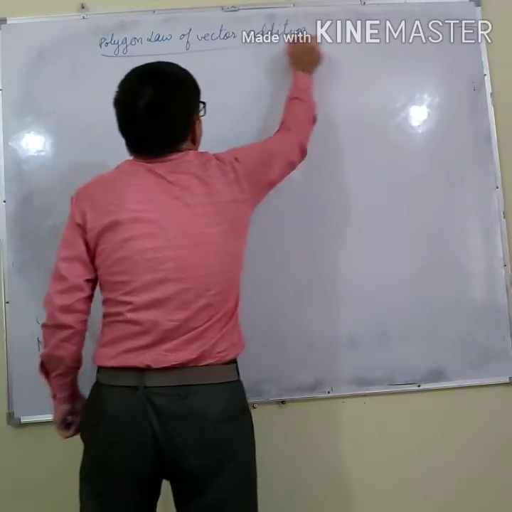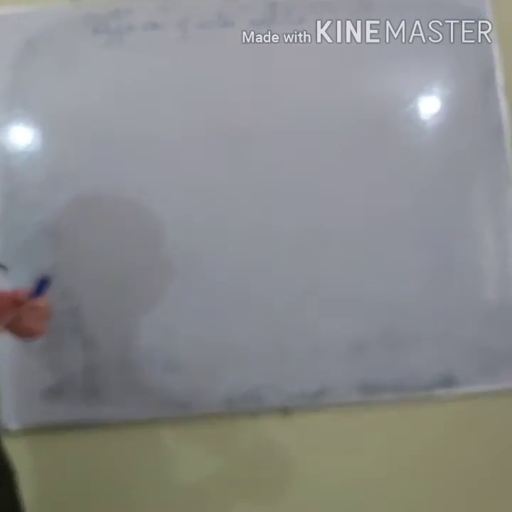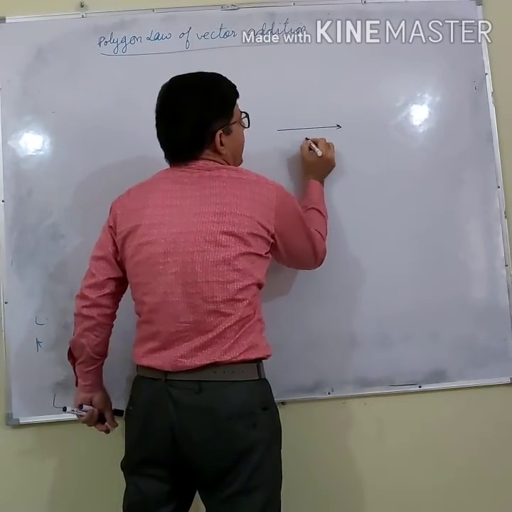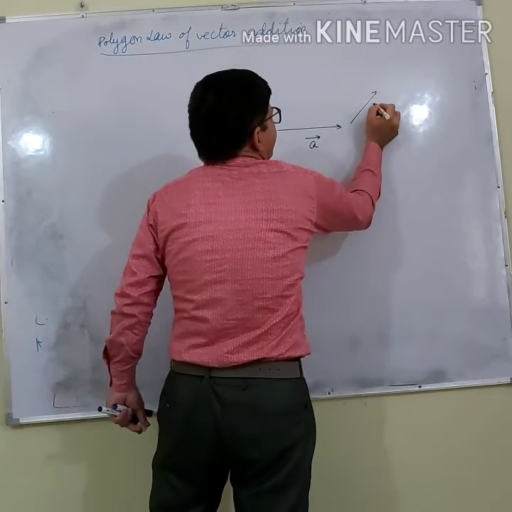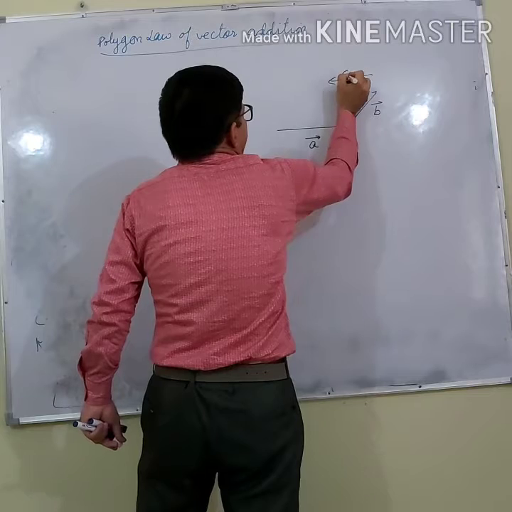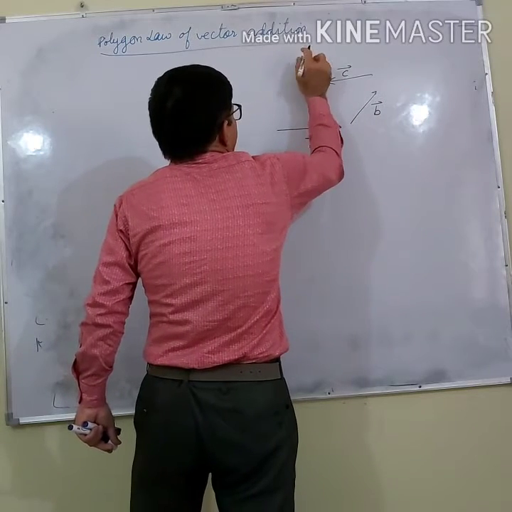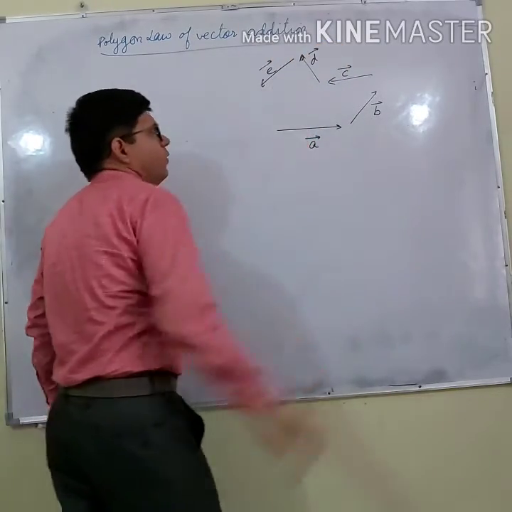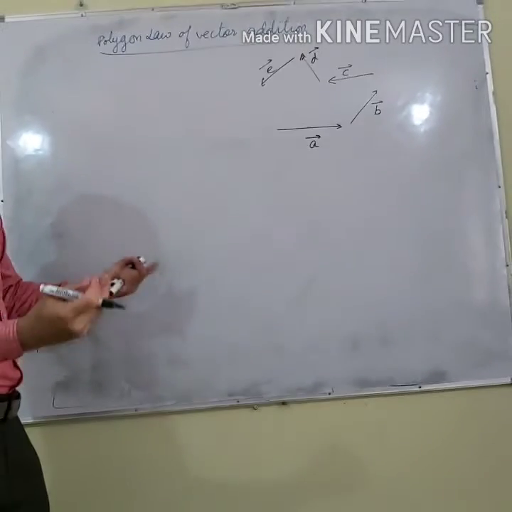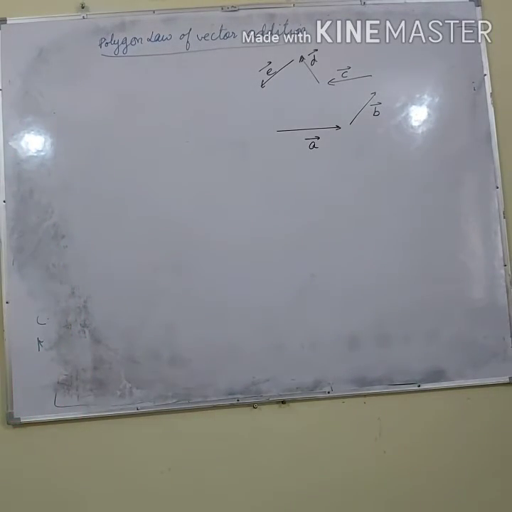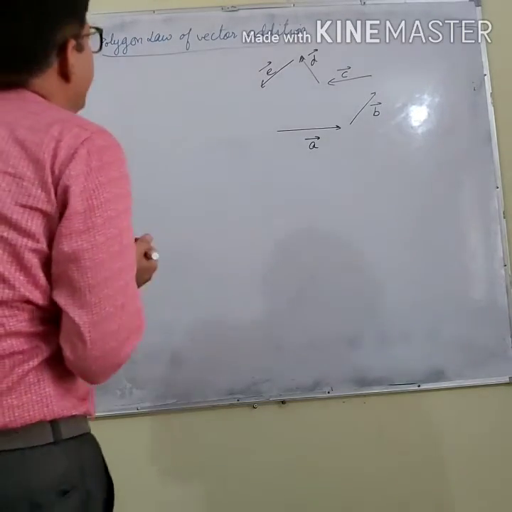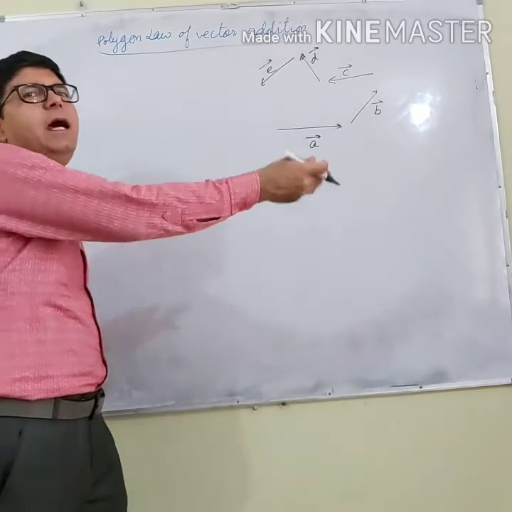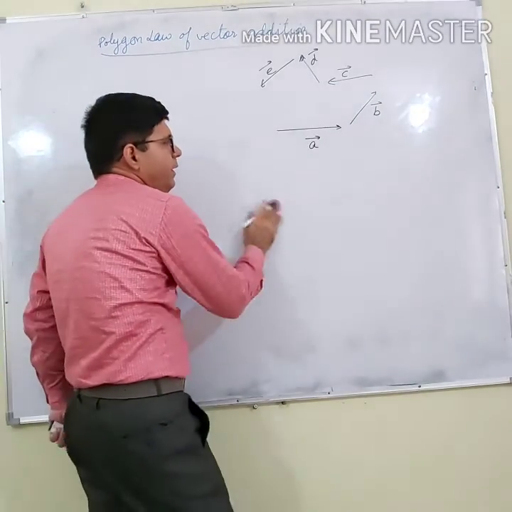What is the polygon law of vector addition? Look, if we have a number of vectors acting on a particle at the same time, let us say these are the vectors. I have drawn 5 vectors acting on a particle at the same time. I want to calculate their resultant. So, how can I calculate the resultant? Look, it is an extension of the triangle law of vector addition.